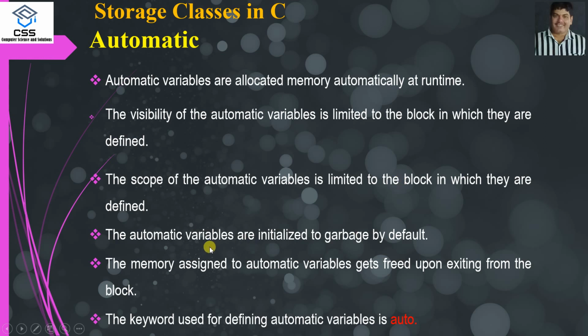Automatic variables are initialized with a garbage value by default. The memory assigned to the automatic variable gets freed upon exiting the block. When you are terminating from the block, the memory occupied by the automatic storage class specifier is automatically deleted. The keyword used for defining an automatic variable is auto, A-U-T-O.